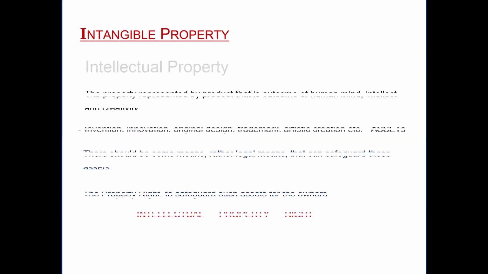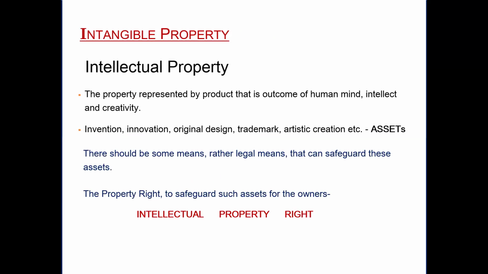Now let us come down to the figure of intangible properties. These intangible properties are a type in which we can say that our intellectual property falls. You can see that intellectual property is a property that is the outcome of, very simply, our mind, our intellect, and our creativity. Through our thoughts, through our consciousness, whatever property we can make, that becomes our intellectual property.